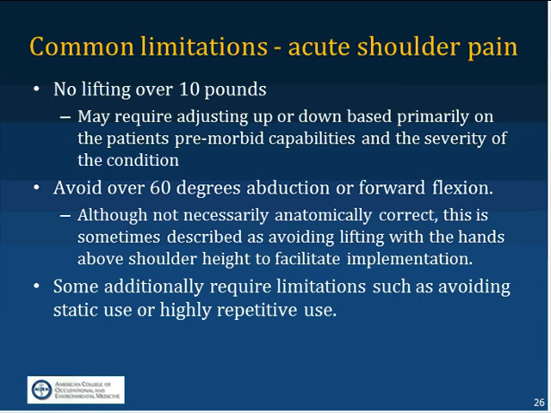Common limitations, and these are generic and should be tailored to the person and the job, would be no lifting over 10 pounds. Depends on the patient's premorbid capabilities and the severity of the condition. Avoiding over 60 degrees of abduction or forward flexion. Sometimes described as avoiding lifting with the hands above shoulder height. That's obviously not right because that's 90 degrees, but people understand that better than 60 degrees sometimes. Some other limitations may be required, such as avoiding using shoulders in a static position or highly repetitive use.